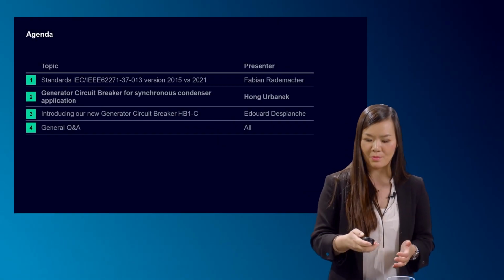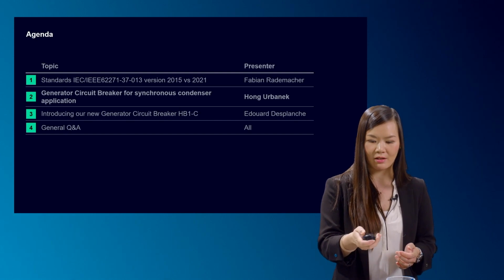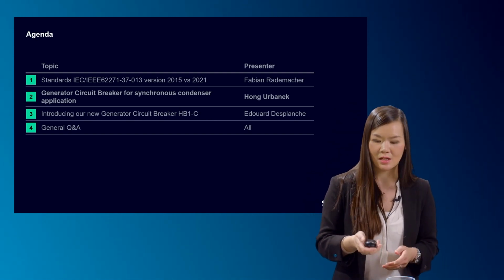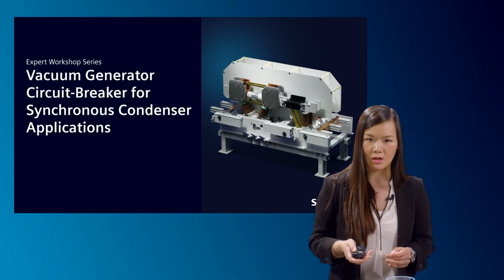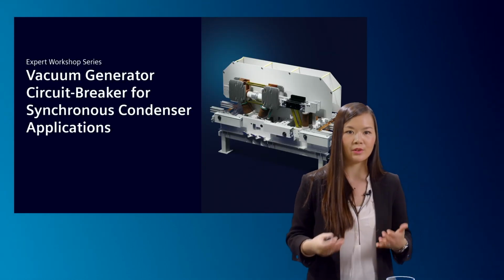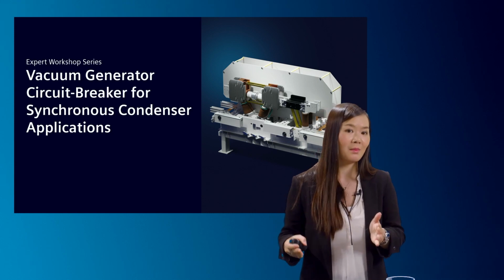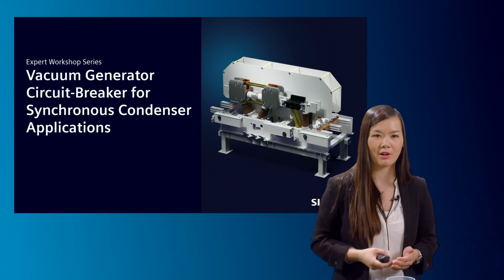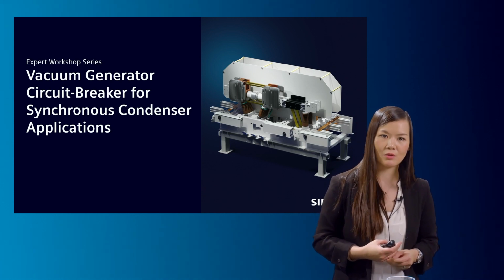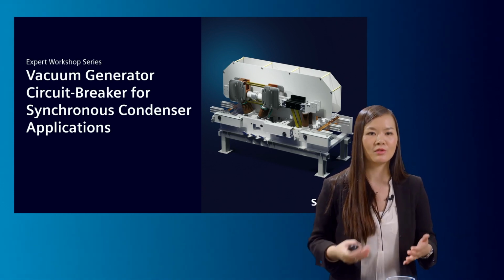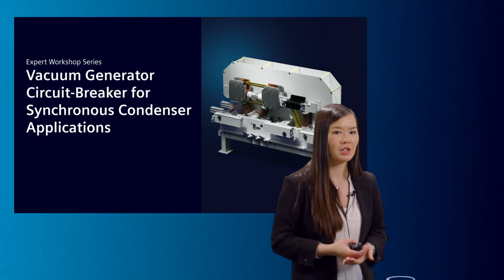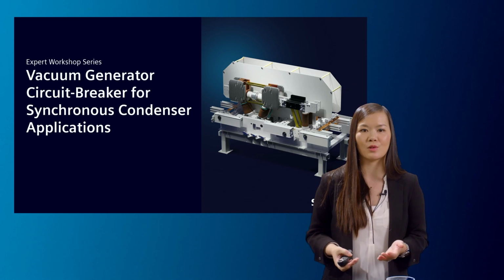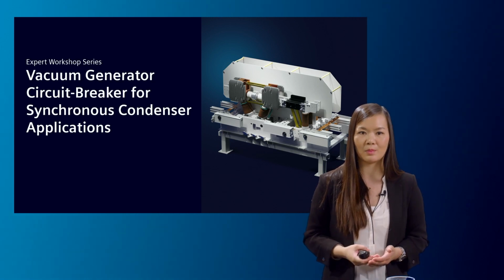All right. You have already heard the first part, which is presented by Fabian about the standards comparisons. And now I'm going to give you a brief overview about the specific application within this very niche field of products. So I'm going to present an overview about the use or the application of vacuum generator circuit breaker in, or let's say, for synchronous condenser applications.